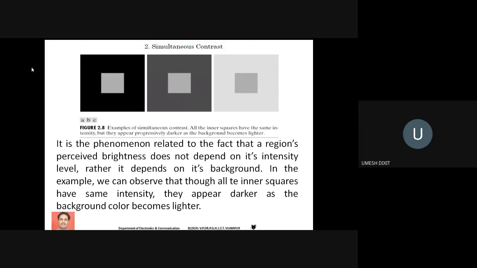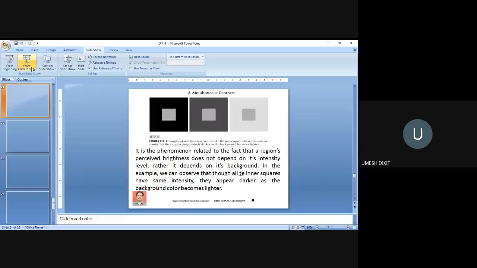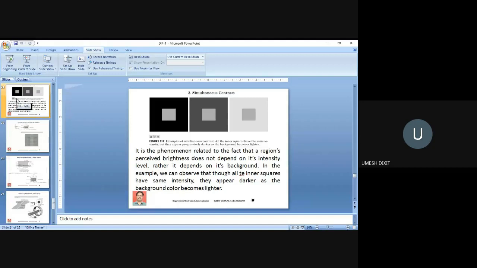Please try to understand. In the example, we can observe that though the intensity of all the inner squares remains the same, the inner square appears darker as the background color becomes lighter. This particular phenomenon we call simultaneous contrast. Simultaneous contrast is the phenomenon which indicates that the perceived brightness of the region does not depend only on its intensity. It also depends on the intensity of the background.